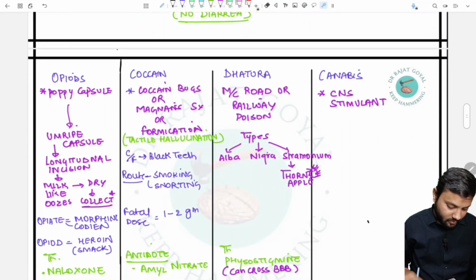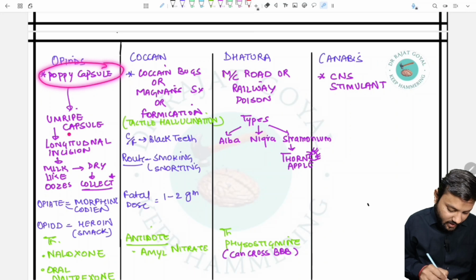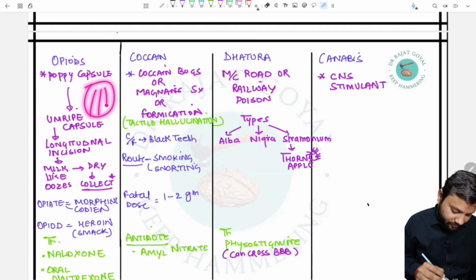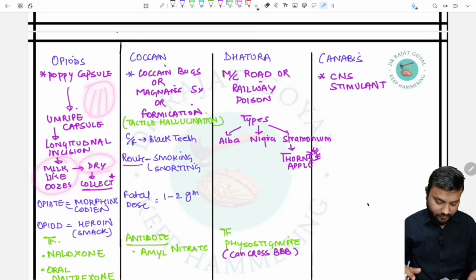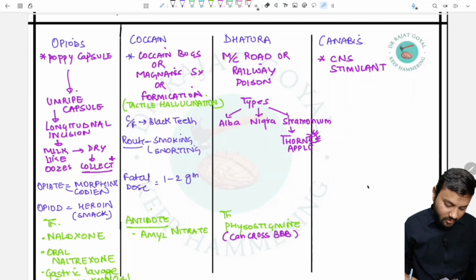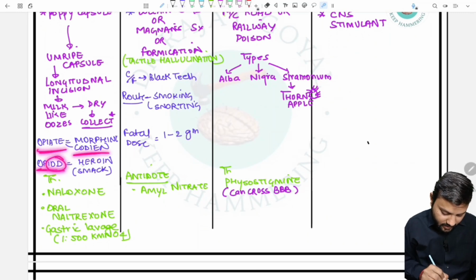Now we will talk about the other things of them. In the opiate, as we have seen, the poppy capsule is there, which is the unripe capsule. We have to make longitudinal incisions in them, and when the milk oozes out and it dries, then we will collect it for making the morphine, afim, etc. So opiates are the morphine and codeine, and opioids are the heroin.